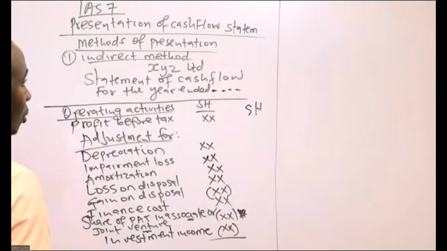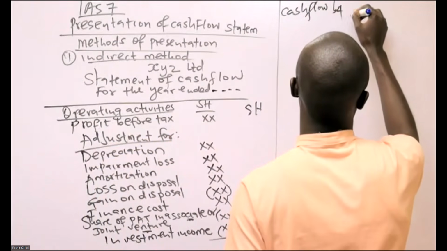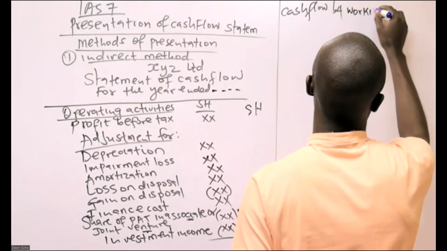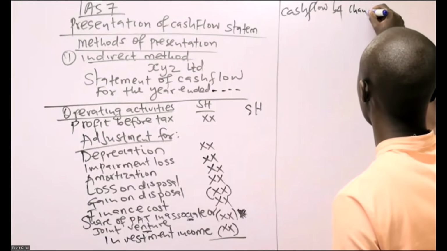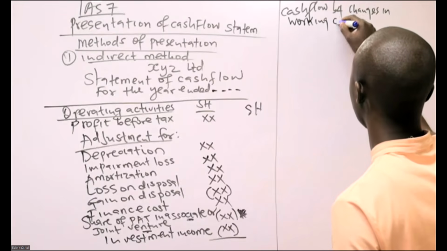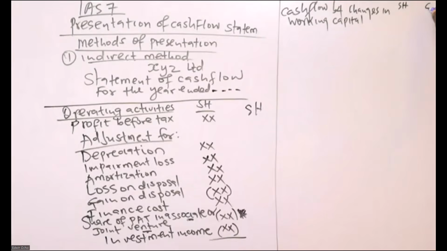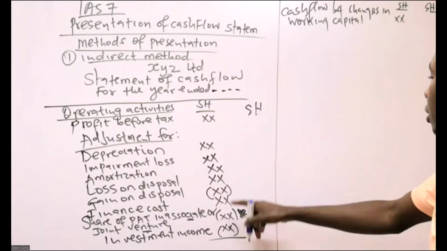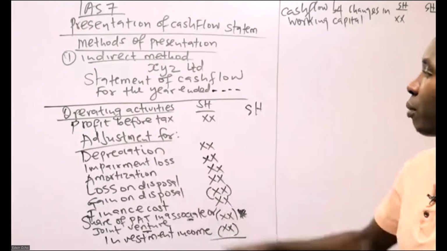So up to this point, what we have here is all about the cash flow before changes in working capital. Before changes in working capital, shillings there. So cash flow before changes in working capital, after you have adjusted your items against the profit before tax.